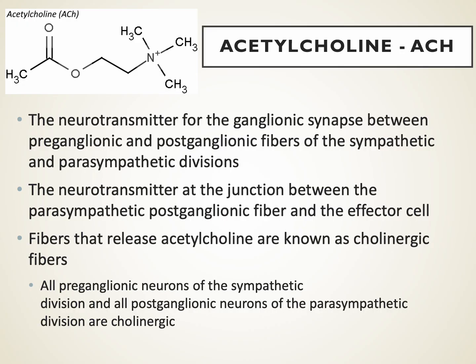All right, let's talk about acetylcholine. Acetylcholine, the neurotransmitter, both at the level of the ganglion and also at the end effector organs on the parasympathetic side. Basically, acetylcholine as the neurotransmitter gets released. So let's walk through what that looks like.